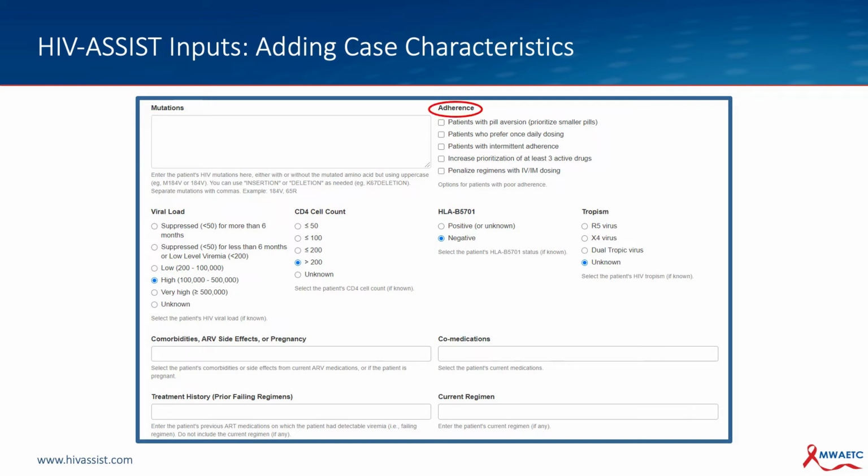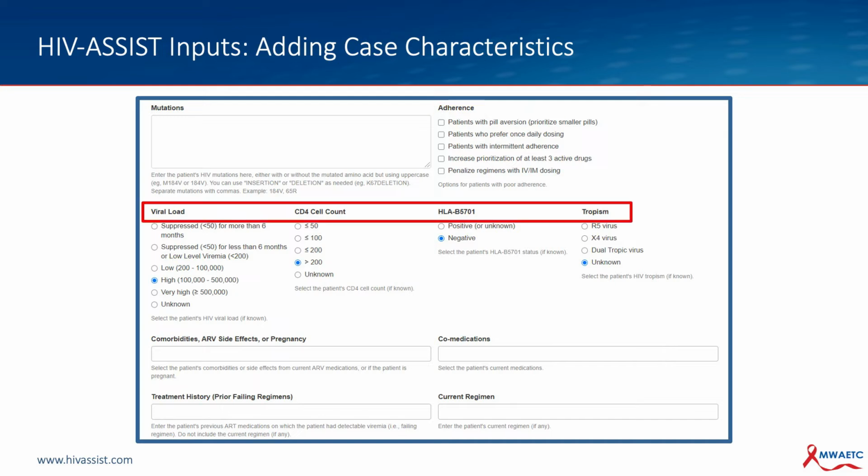Then, for patients with poor adherence, you can state if the patient has pill aversion or might prioritize smaller pills, patients who prefer once daily dosing, or if they have intermittent adherence, or if you would like to include prioritization or increase prioritization of at least 3 drugs. And then you can penalize regimens with IV or IM dosing, which I would say a lot of people might want to do. Then you put in some more patient characteristics: viral load, CD4 cell count, HLA-B5701.